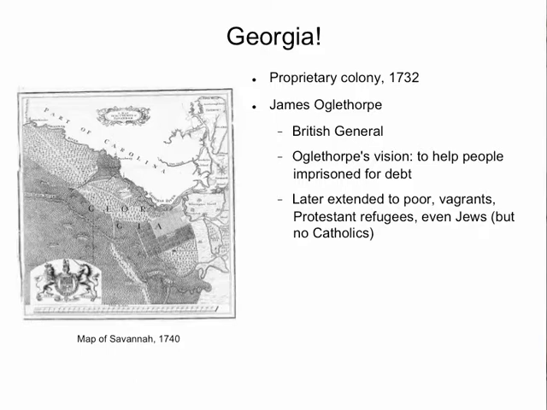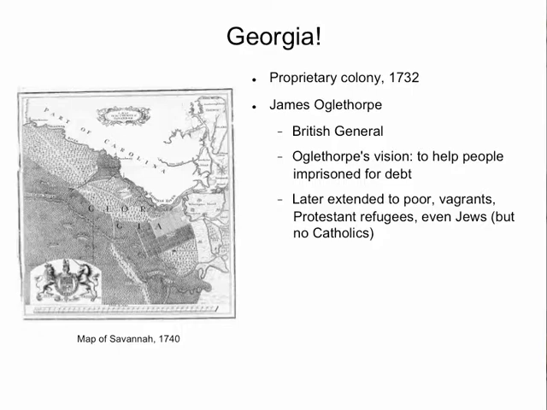Also, some religious refugees from the continent of Europe, Protestants from predominantly Catholic countries who were being persecuted, were invited to come to Georgia. And even some Jews. There was actually a lively Jewish community in early Savannah, Savannah being the first town that was founded in Georgia. But once again, the odd men out were the Catholics. They were, again, the one group that were not allowed to come to Georgia.